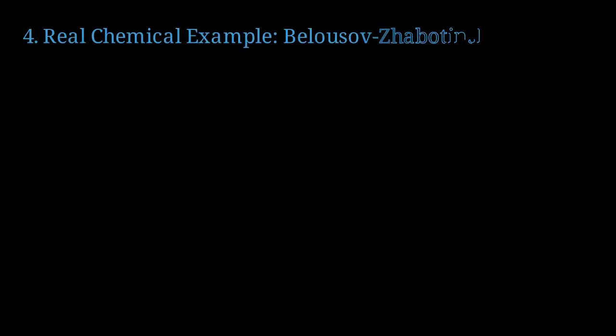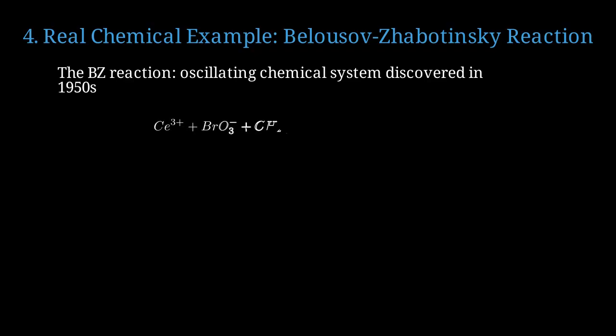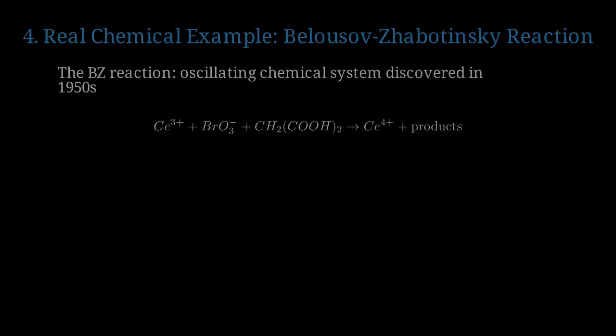Let's explore a real chemical system that exhibits computational behavior, the Belousov-Zhabotinsky reaction. The Belousov-Zhabotinsky reaction, discovered in the 1950s, is an oscillating chemical system that cycles between different states periodically. The simplified reaction involves cerium ions, bromate, and malonic acid, cycling between cerium 3+ and cerium 4+ states.